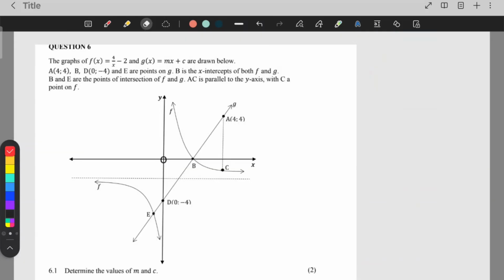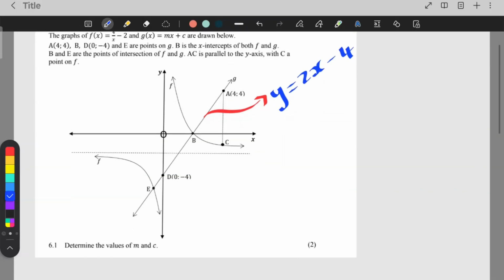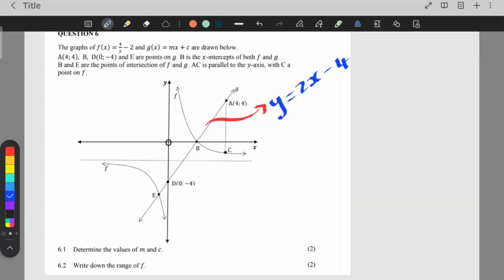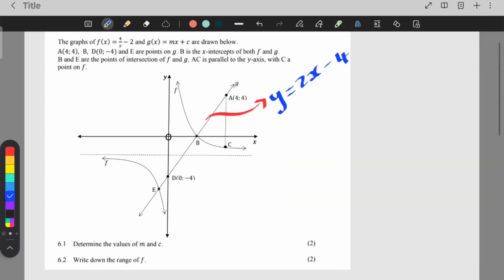Okay, so now that you're done with that, here by the straight line, I'm going to write in the equation. This equation is y is equal to 2x minus 4. Okay, because I worked that out now. Let's look at the next question. Okay, my next question is, what is the range of f?